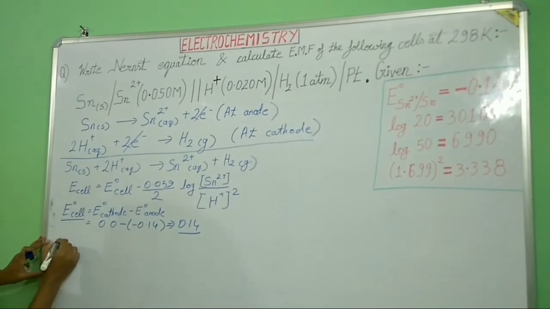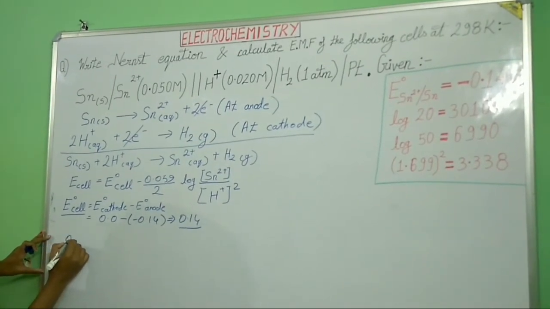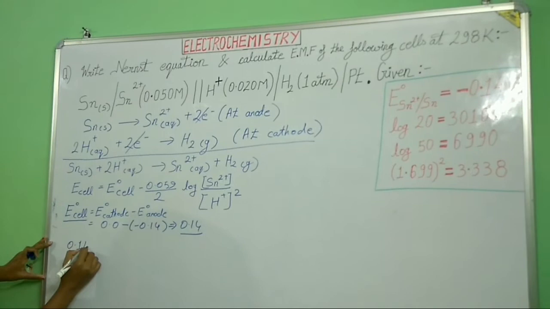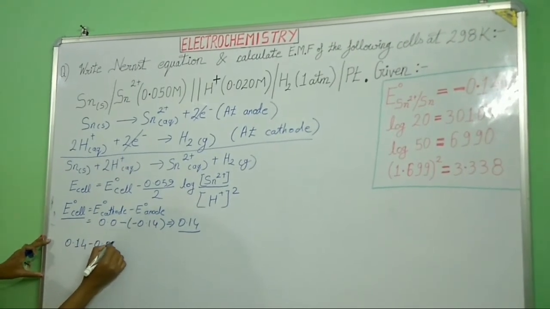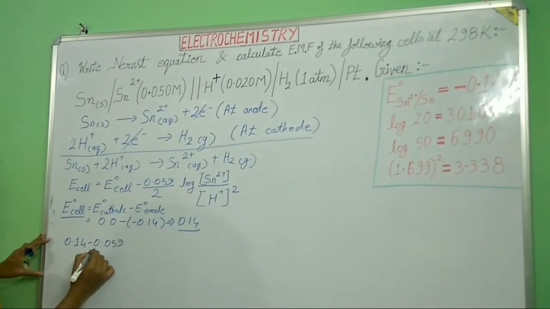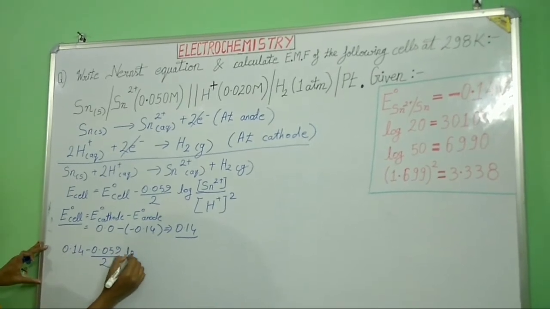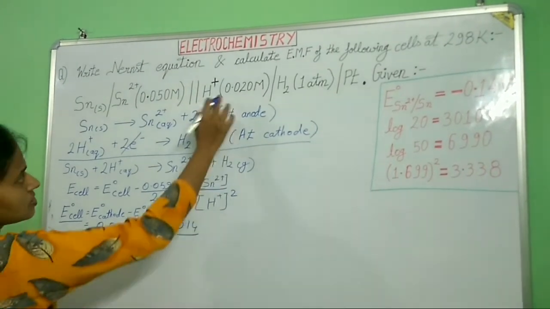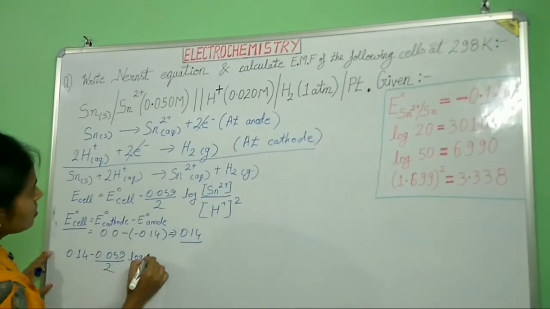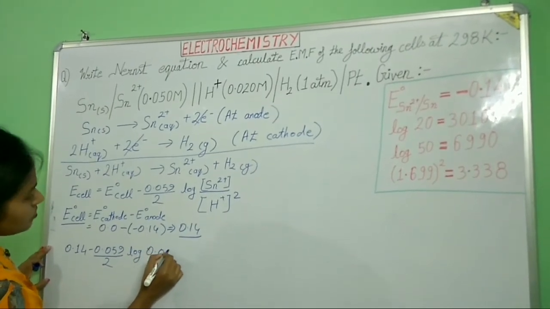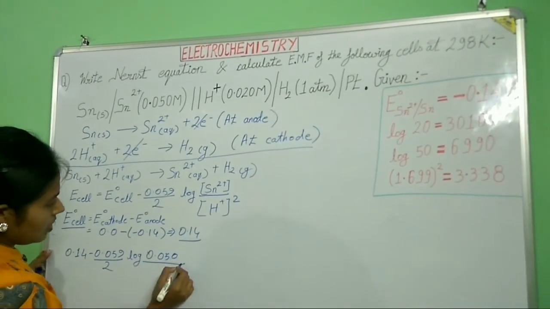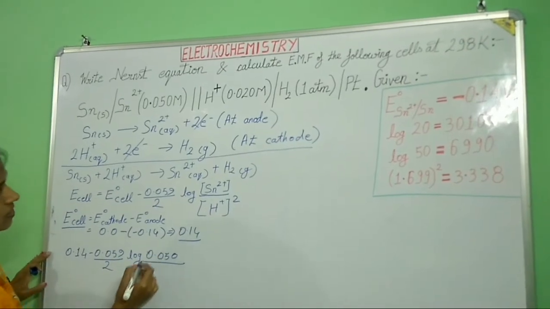Okay, now 0.14 minus 0.059 divided by 2 log. What is the Sn2 plus concentration given in the question? 0.050, right? And what is the H plus concentration given?